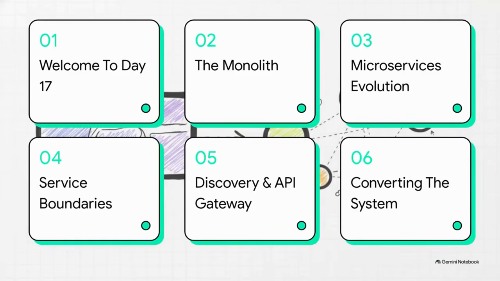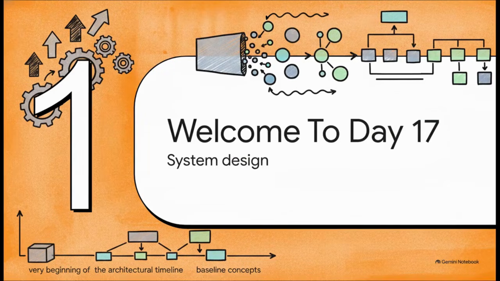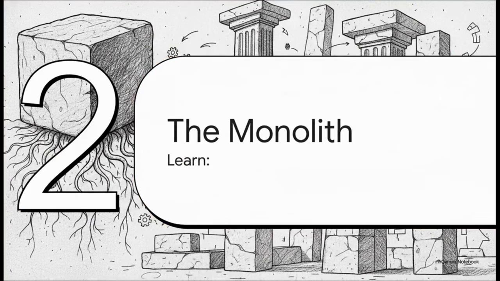So here's our roadmap for today. First, welcome to Day 17. Then, understanding the monolith. Next, the microservices evolution, followed by defining service boundaries. Then we'll hit discovery and API gateways. And finally, practice, converting the system. All right, Section 1, Welcome to Day 17. Moving right along, Section 2, Understanding the Monolith.